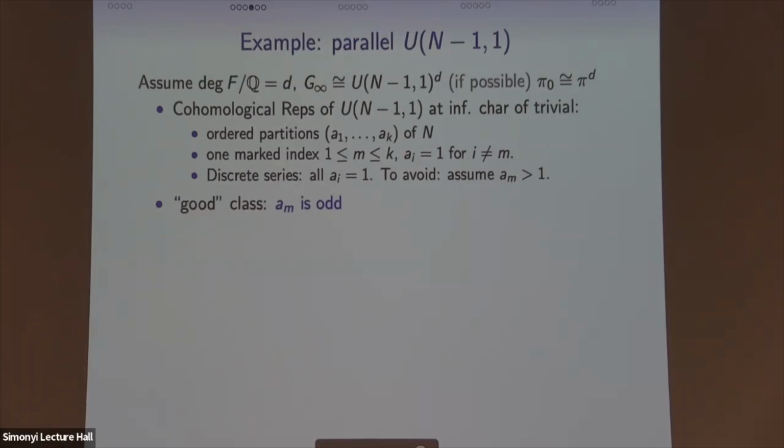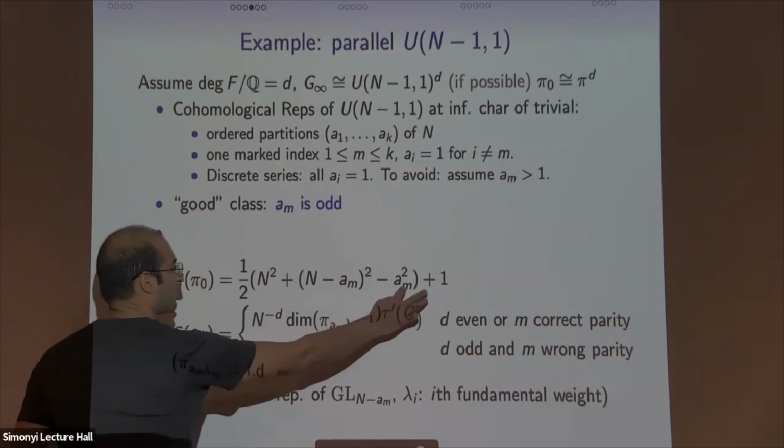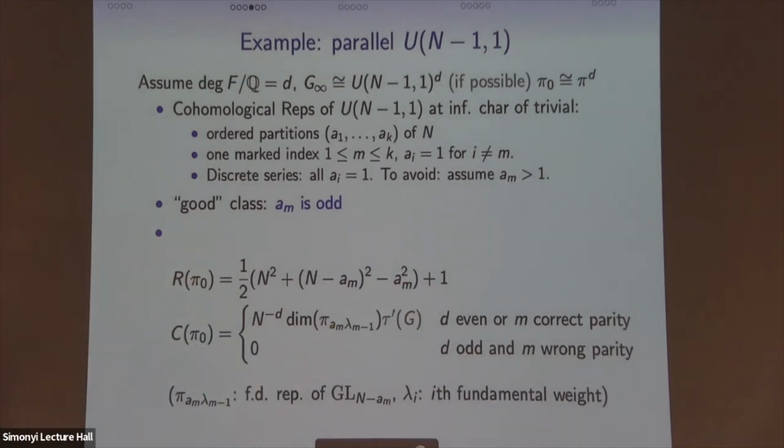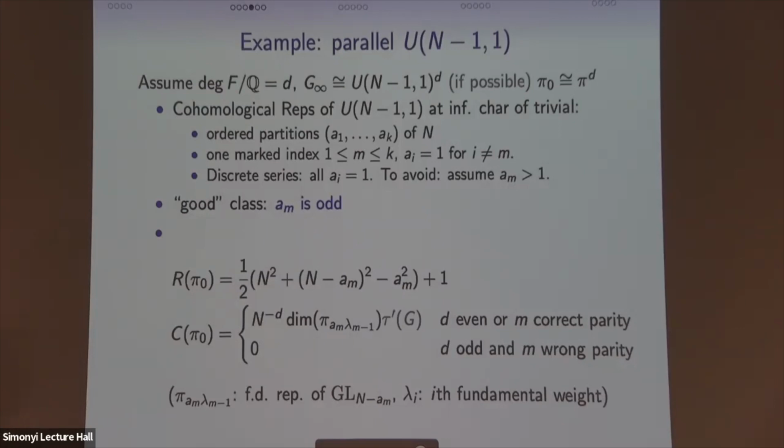The good class is, of course, that this marked index needs to be odd. As before, all the blocks that aren't 1 need to be odd. And they're just explicit formulas for R pi 0. So this is, again, some dimension of some parabolic with some modification for the blocks of size 1. And C pi 0 is basically the dimension of some representation.